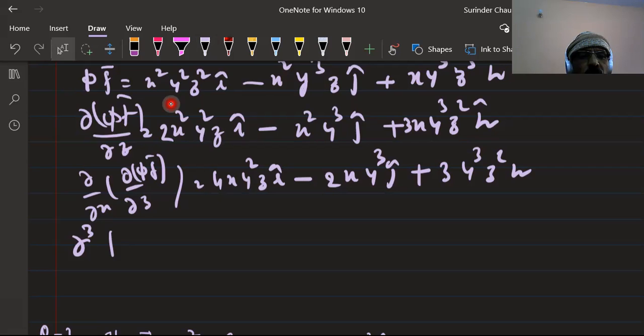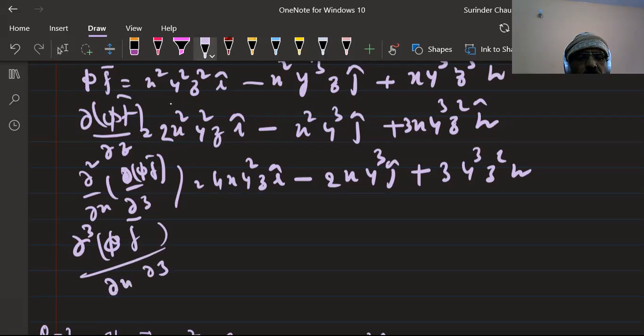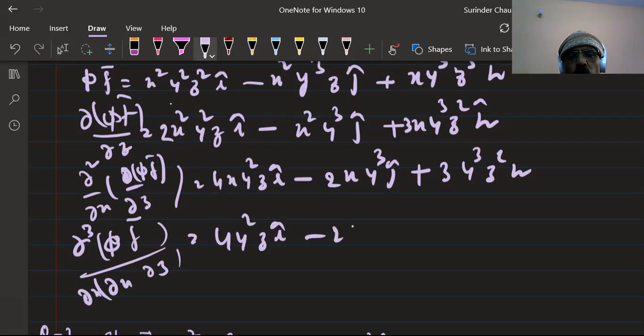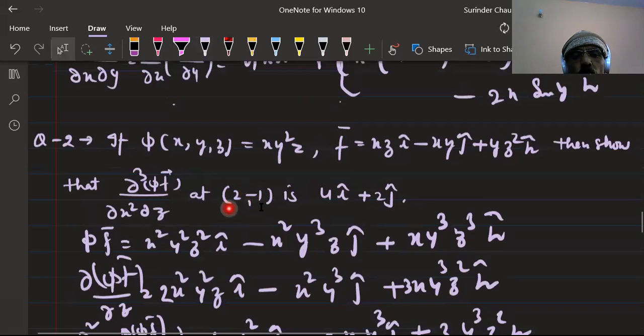We can move it from here. The third order partial derivative of phi with respect to z, with respect to x, with respect to x is equal to, now again differentiating with respect to x, 4y²z i minus 2y³ j plus 0 k. Now we are asked to find the value at the given point.